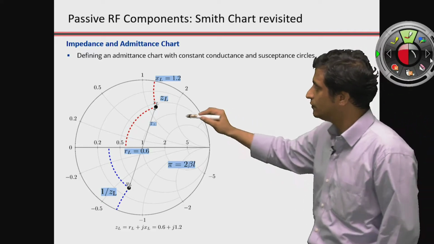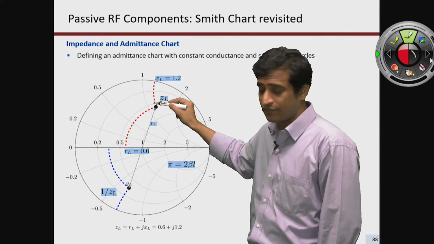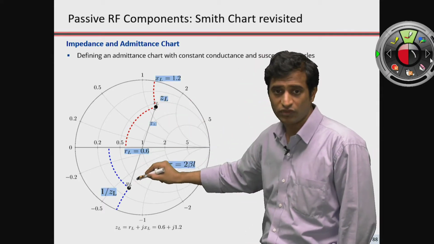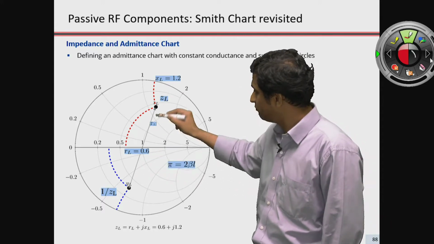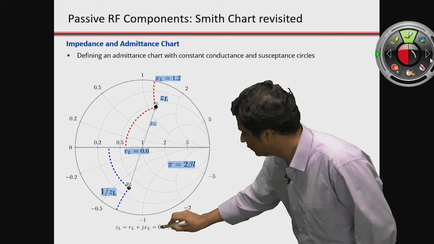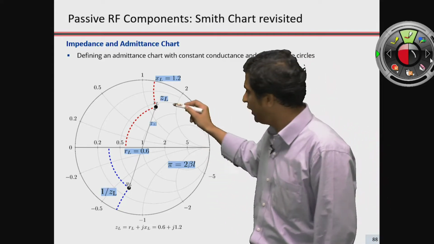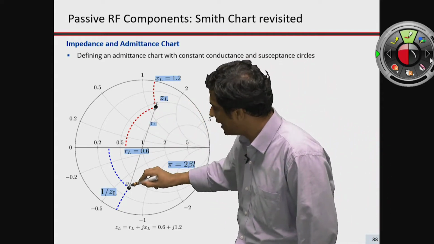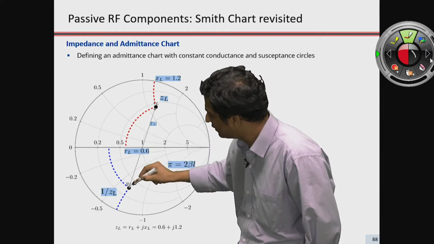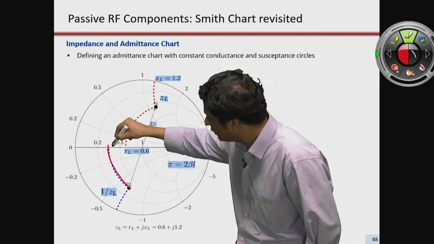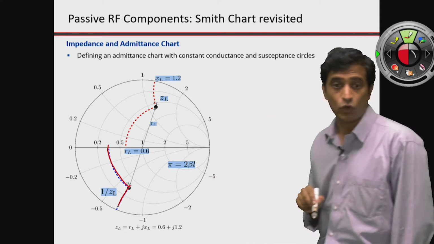We have seen how, when we want to obtain the admittance of a particular load impedance, we have to go to a point that is diametrically opposite in the Smith chart. For example, in this situation, we see a certain load impedance of 0.6 plus j1.2, the normalized impedance. To obtain its admittance, we go to the diametrically opposite point and read the real part from the constant resistance circle and the imaginary part from the constant reactance circle.